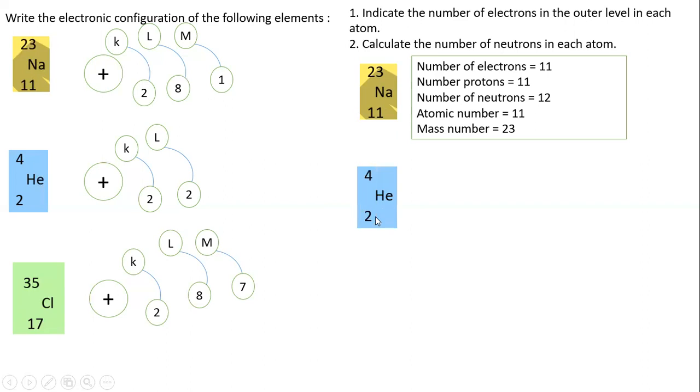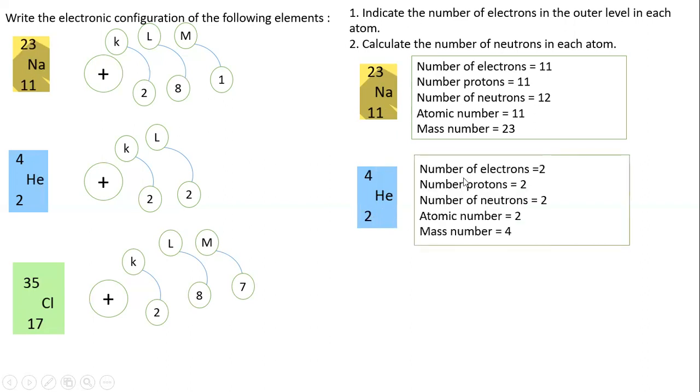The second one, helium 4. Number of electrons, 2 electrons. Helium here has only one energy level. The outer shell has 2 electrons. It is filled with electrons because it is an inert gas. Number of protons, 2 protons and 2 electrons. Number of neutrons, mass number minus atomic number. So atomic number 2 and the mass number 4.